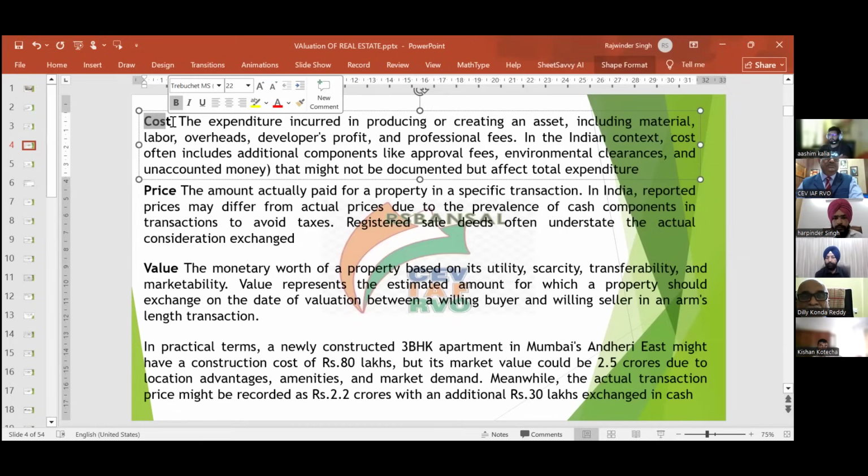So first we will discuss what is cost. From the name it is clear, cost. Cost means how much amount you have to spend on constructing an asset.